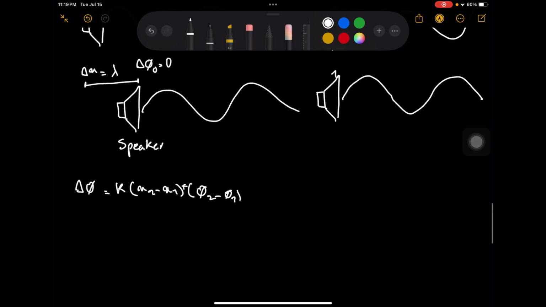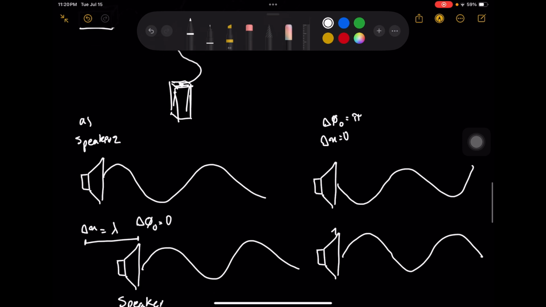For the first one, A, to calculate delta phi, k is 2 pi over lambda, times our delta x, which is lambda, plus our delta phi, which is 0. So in this case, the two waves are in phase, with delta phi equal to 2 pi rad, and the interference is constructive. Now, let's get to our second condition.